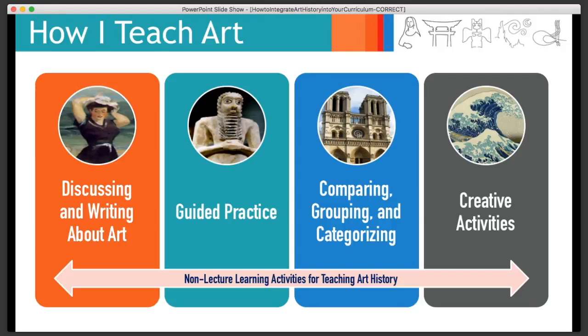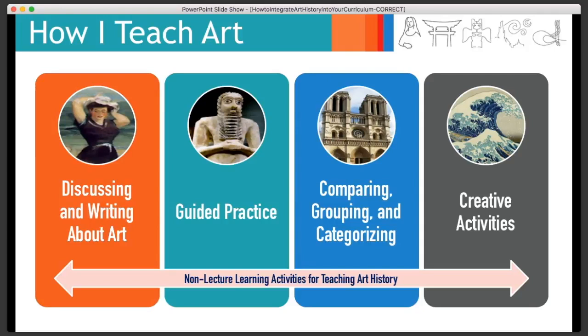I have tons of ways to teach art history that are non-lecture, and I'm not going to go over all of them. I'm just going to give you a couple examples because that's not really the topic of today, because I could go on and on about this for days because it's what I'm passionate about.